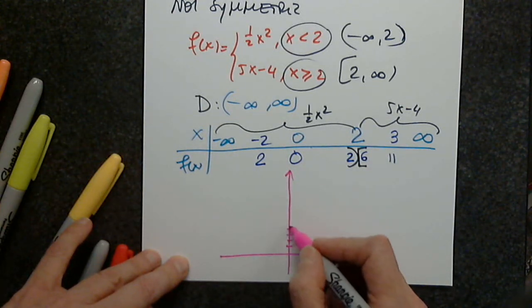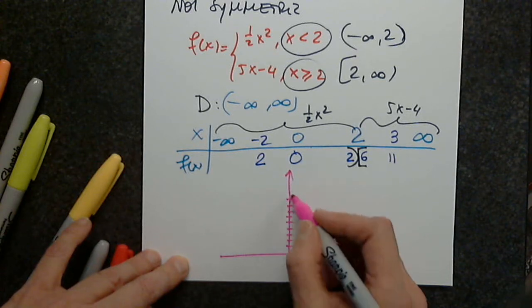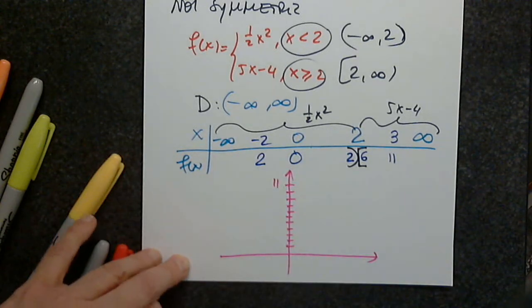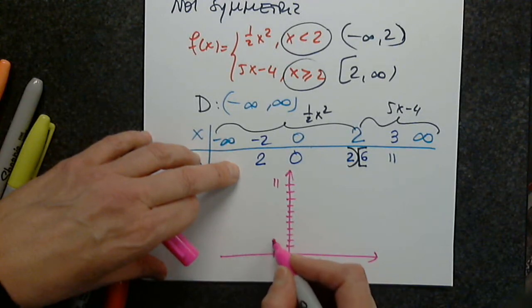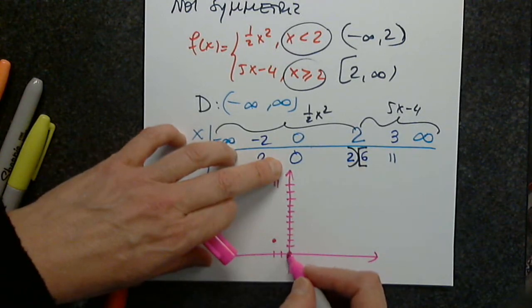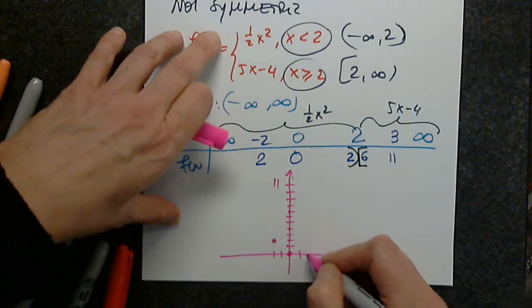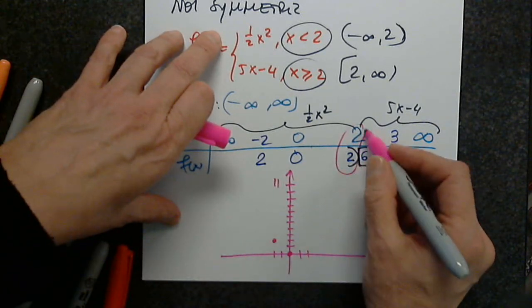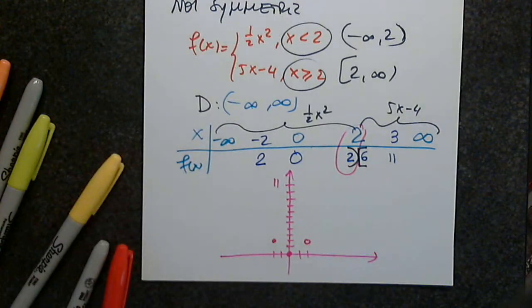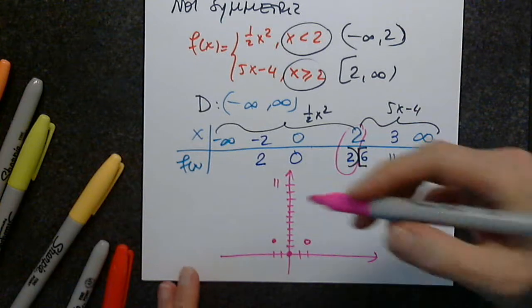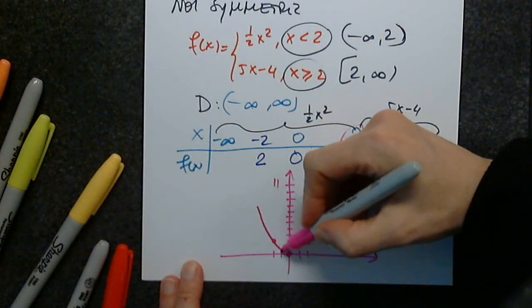Okay, so I start from left to right, negative 2, 2. So it's this point. Then 0, 0 is this point, and 2, 2 is this point, but see, it has a parenthesis, so it has to be an open point. With transformations, we reviewed this function so many times, and we graphed it last time so many times, I know exactly how it looks.